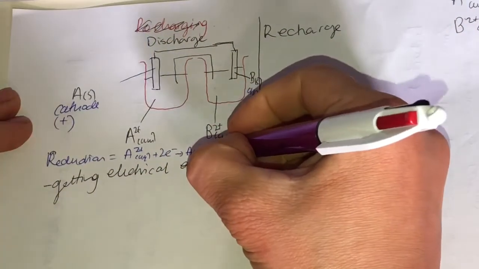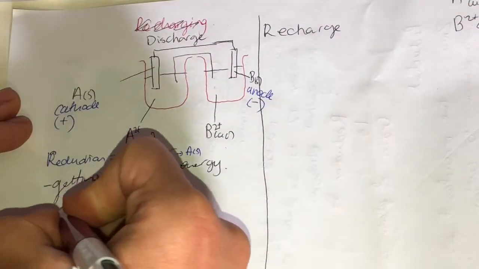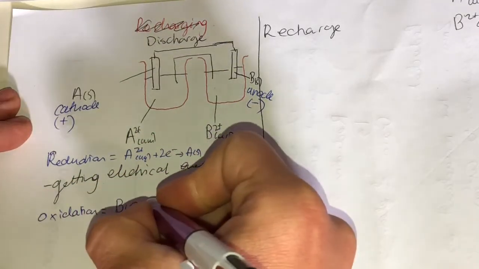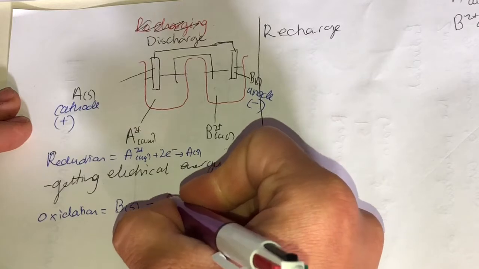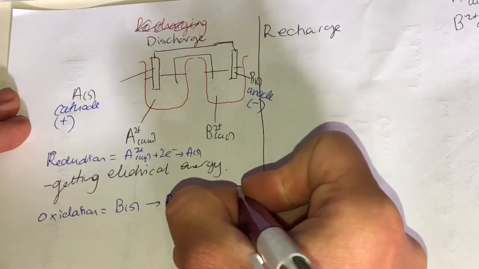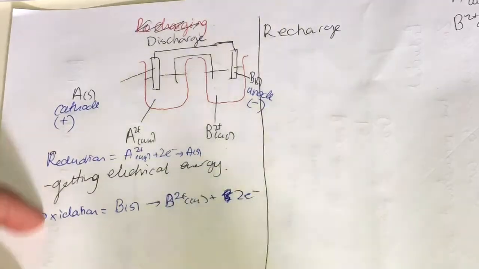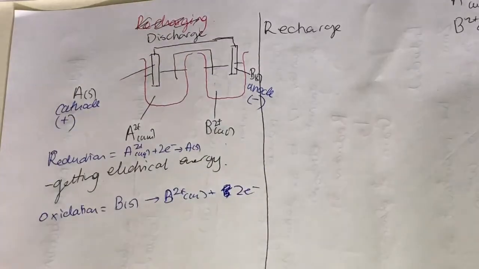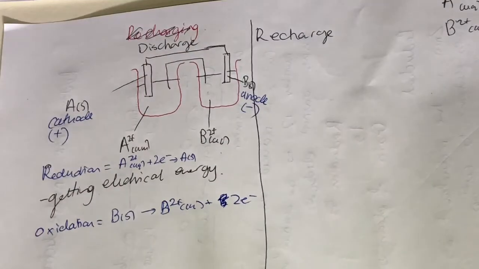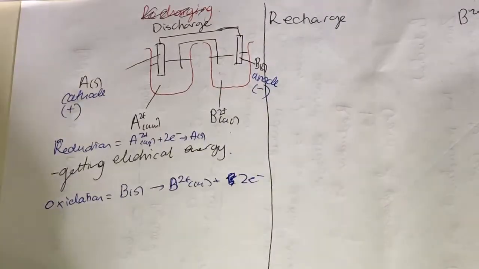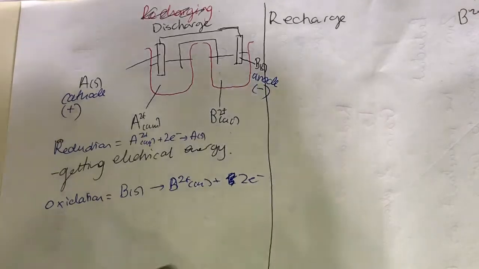All right, as oxidation, just write oxidation here, you'll have B solid producing B2+ plus 2 electrons. Okay, so that will be occurring at the anode. So your B solid will reduce in mass over time. Then we add an external power source.